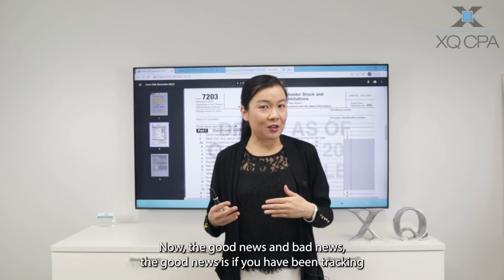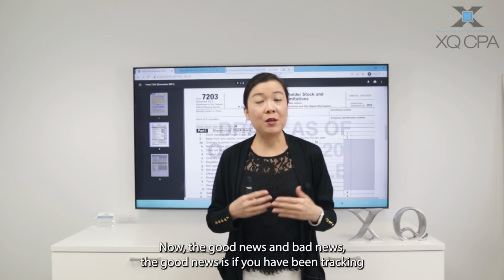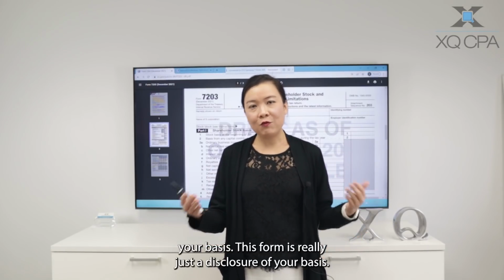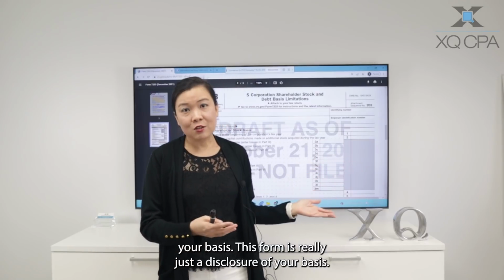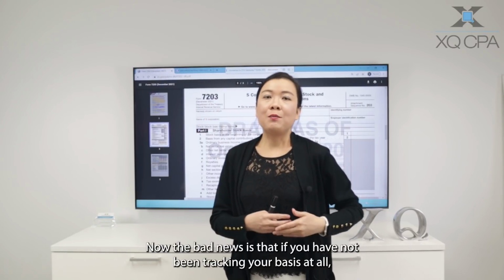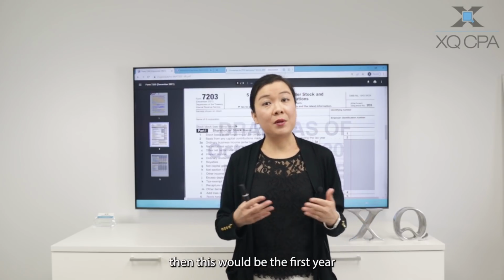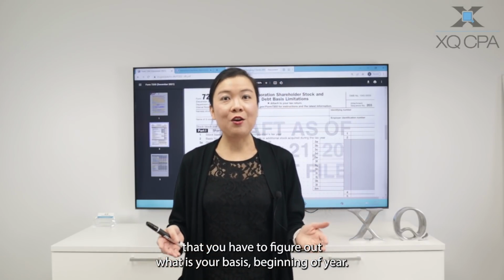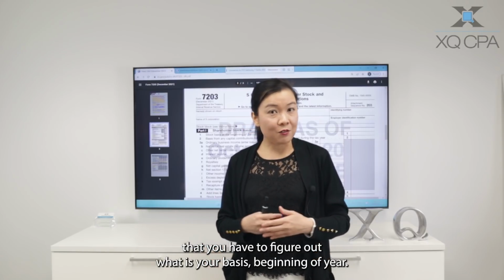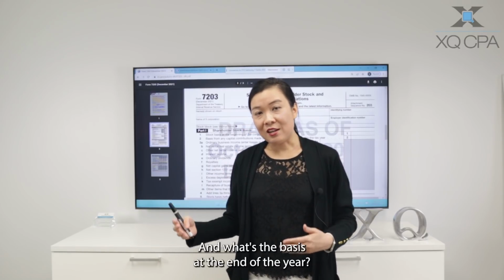Now, the good news and the bad news. The good news is if you have been tracking your basis, this form is really just a disclosure of your basis. The bad news is that if you have not been tracking your basis at all, then this would be the first year that you have to figure out what your basis is at the beginning of the year and what the basis is at the end of the year.